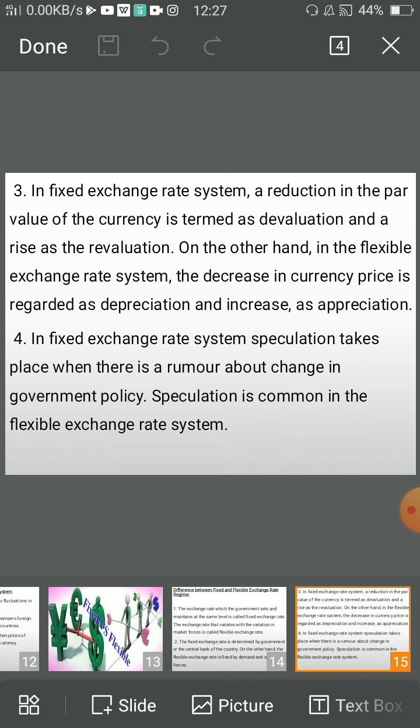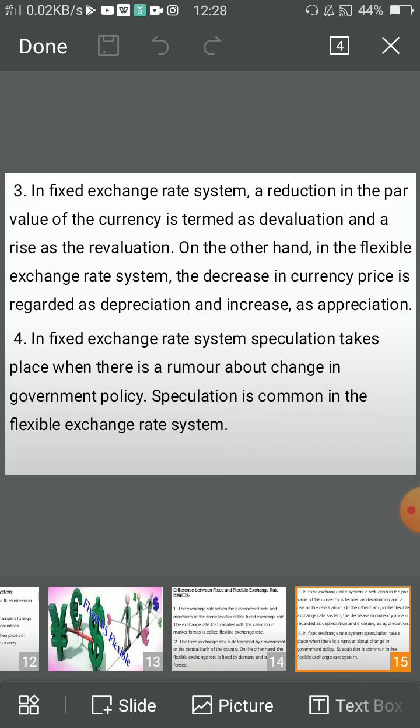In fixed exchange rate system, a reduction in the par value of currency is termed as devaluation and a rise as revaluation. On the other hand, in the flexible exchange rate system, the decrease in currency price is regarded as depreciation and increase as appreciation. Under the fixed system, reduction in the par value is called devaluation and rise in the value is called revaluation. Under the flexible system, decrease in the currency is called depreciation and increase in the value is called appreciation.